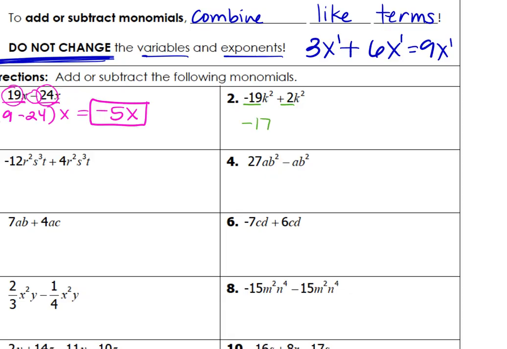And what comes after it? K squared. Remember, don't add those together. The k squared needs to stay k squared because those are like terms. Okay, again, if you like to write it this way with the k squared behind it, you totally can.